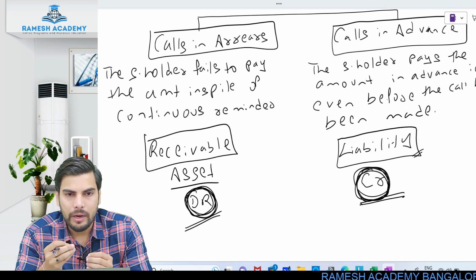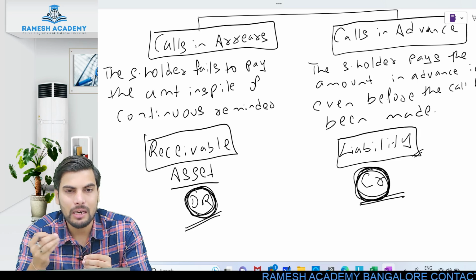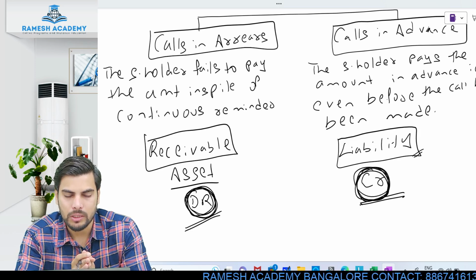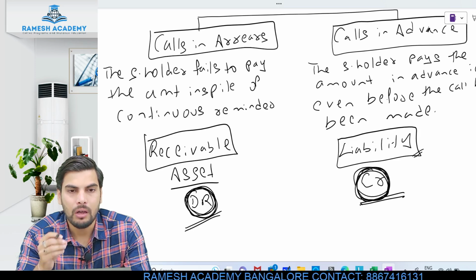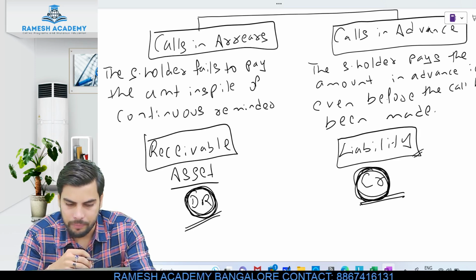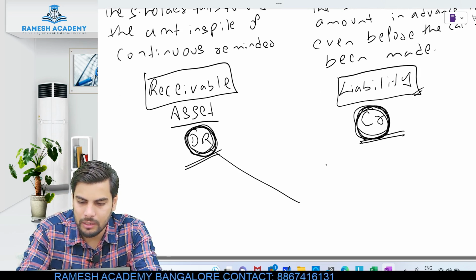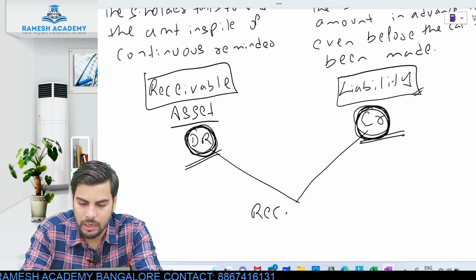So what I'm trying to convey over here is, whenever you pass the receipt entry, it is at that point of time wherein you need to give effect to calls in arrears or calls in advance. The effect for calls in arrears and calls in advance should be given while passing the receipt entry. So I'll just write it over here. This debit and this credit has to be given effect only while passing the receipt entry.